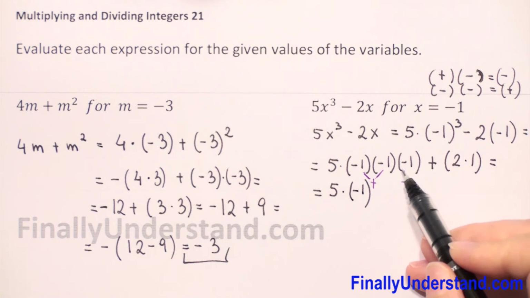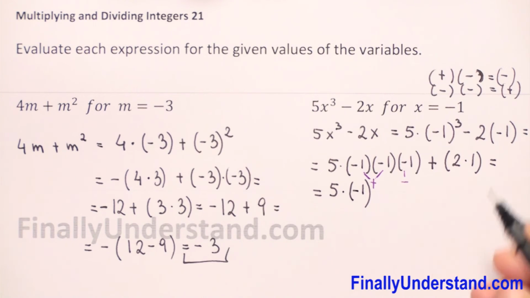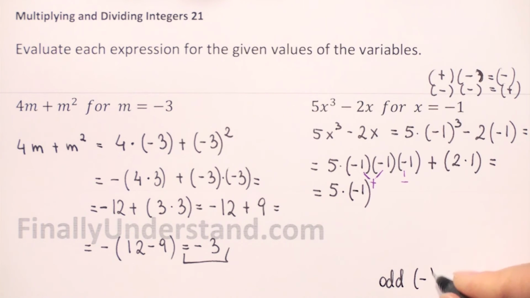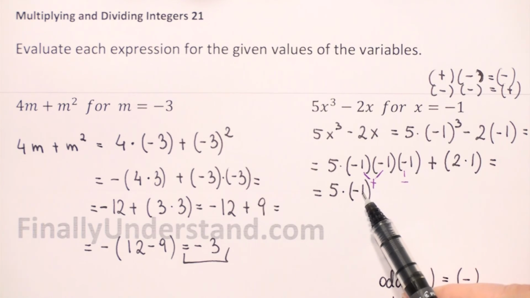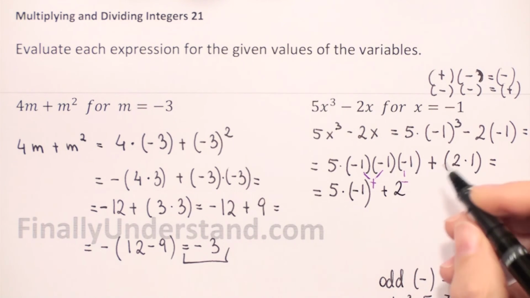When we have an odd number of negative signs, let me write this, an odd number of negative signs, the answer is always negative. So odd means 1, 3, 5, 7, 9, and so on. An odd number of negative signs, the answer is negative. So we have a negative sign, and 1 times 1 times 1 is 1. And we have plus 2 times 1 is 2.